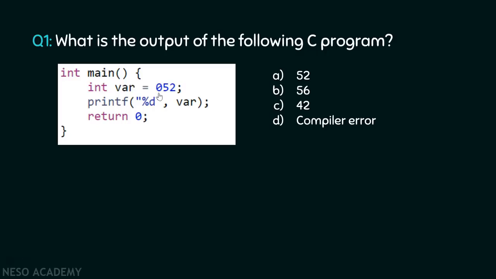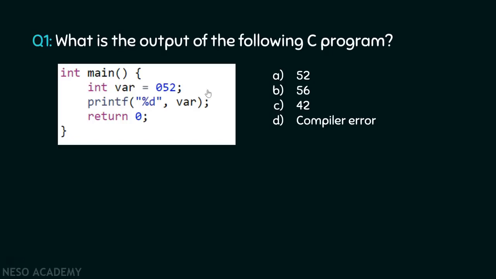When we place a 0 in front of any value, then that value is treated as an octal value and not a decimal value. Please note down this thing. This is very important. What are we trying to print here? We are trying to print a decimal value, right? But what are we providing to this variable? We are providing an octal value and we're trying to print it.